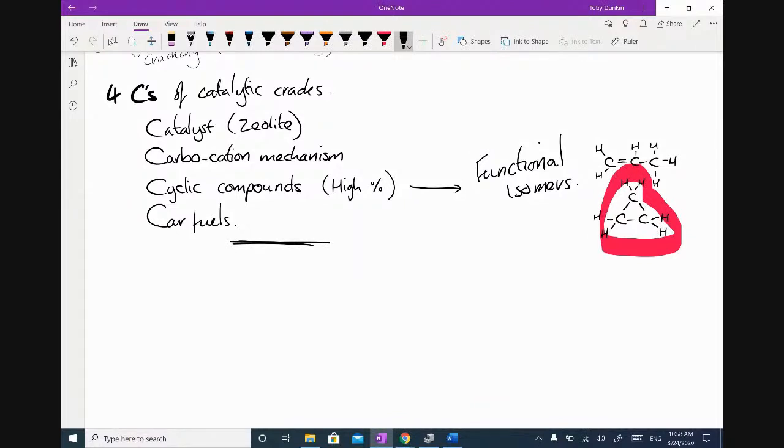Okay, just to explain the carbocation mechanism, when you have a catalyst with cracking, and the catalyst is zeolite. Now, what's happening is we're adding heat all the time to this as well.